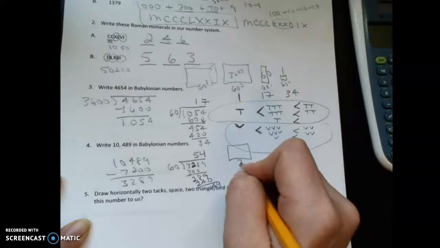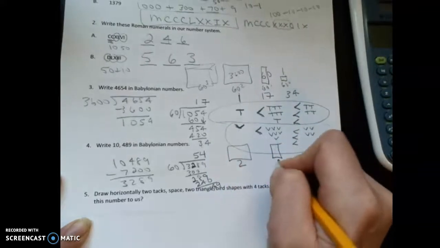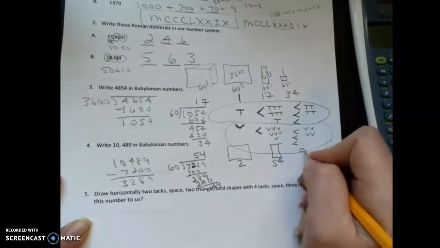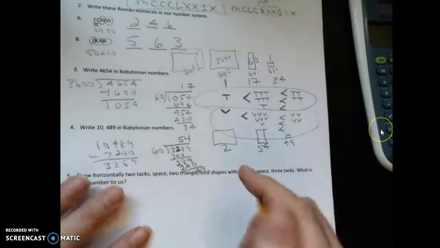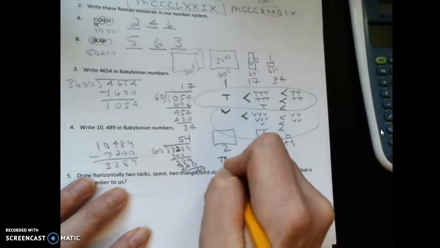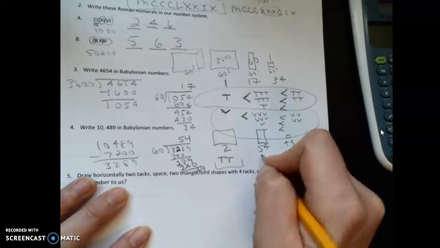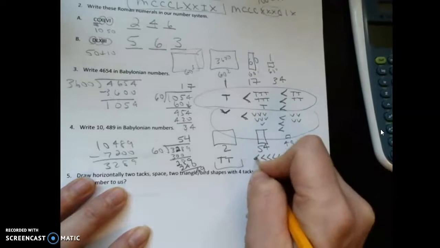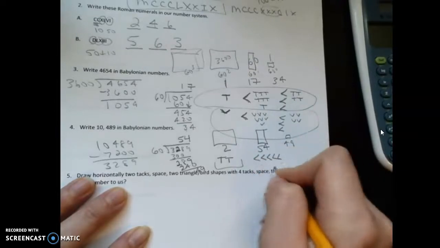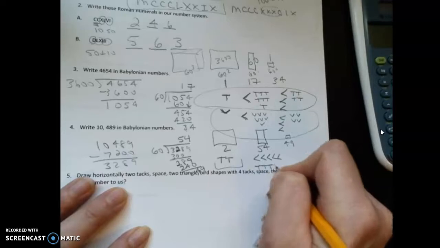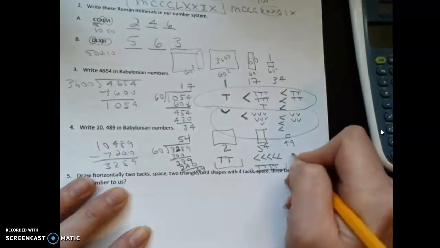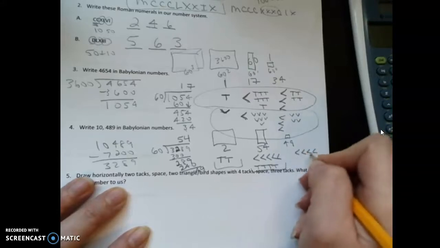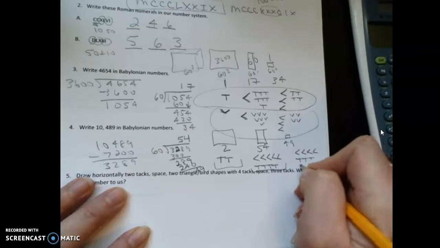So I have 2 flats. When I divide for the longs, I got 54 longs, and then I got 49 left over, so 49 singles. Again, you have to draw the symbols. So for the 2 flats, you're going to draw 2 tacks. For the 54, you're going to draw 5 of the sideways arrow guys or little less than guys, and then 4 tacks. And then for 49, you're going to draw 4 again of the sideways less than or arrowy guys, and then 9 tacks.